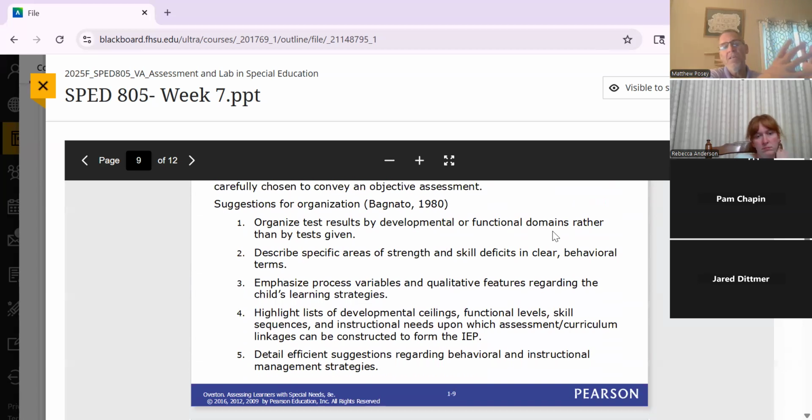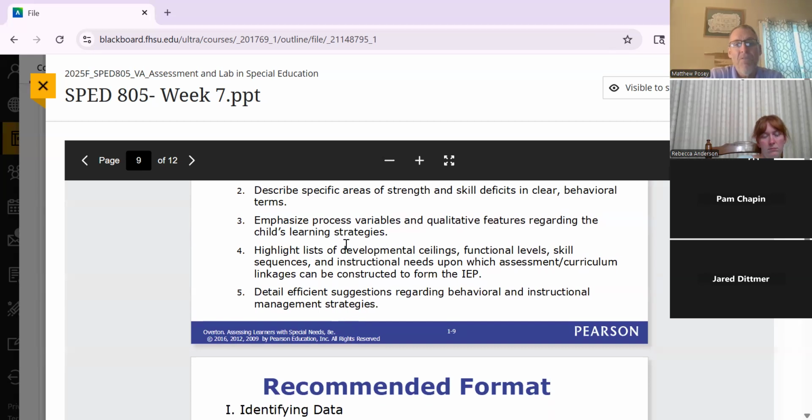Okay, so in the report, how you see it listed does not mean that's the order I gave them. It's putting everything in functional domains. Okay, is how that's reported. It identifies strengths and weaknesses or deficits, and also identifies some of the behaviors that were displayed during the test. Also, may emphasize variables in their learning strategies, things that I observed, highlights, developmental ceilings.